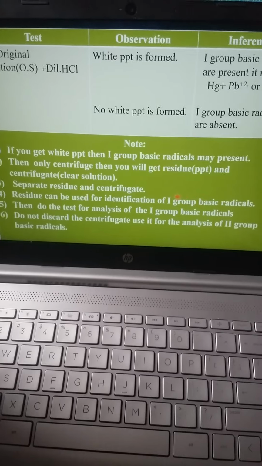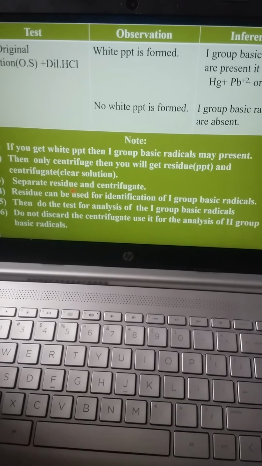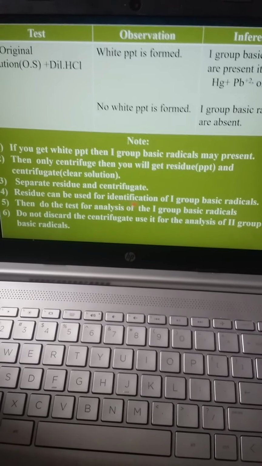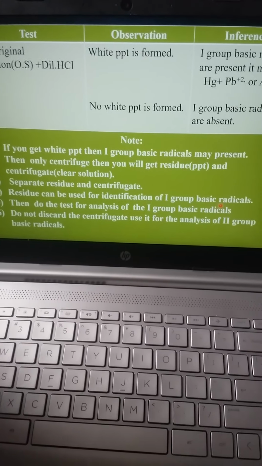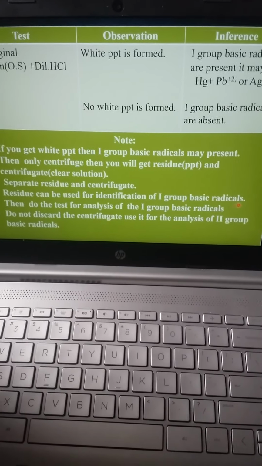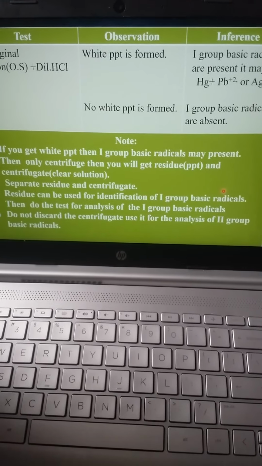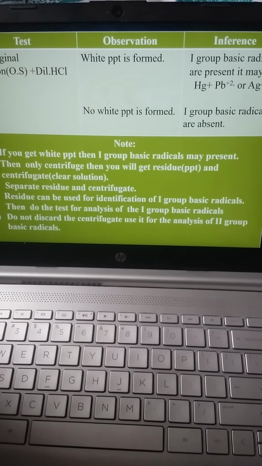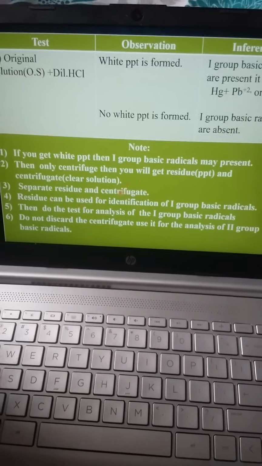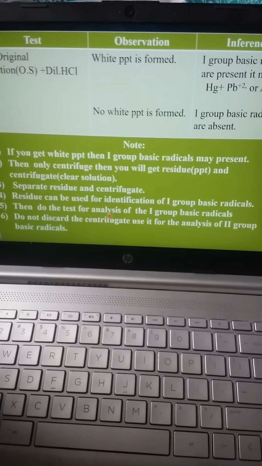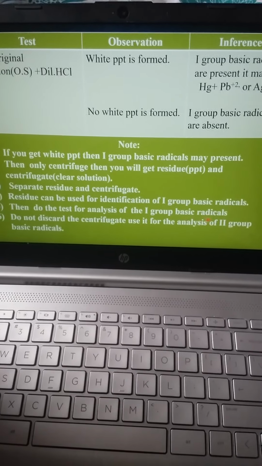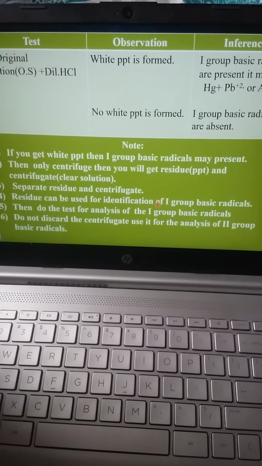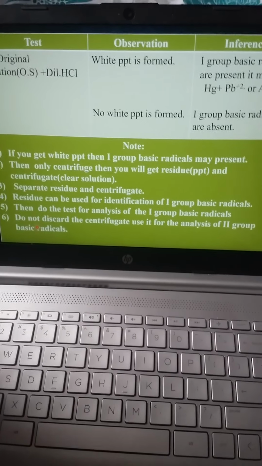After separating, the residue can be used for the identification of first group basic radicals. This part is very important. That means you can use the residue for the test for lead ion or for silver ion. Then do the analysis of the first group basic radicals using the residue.